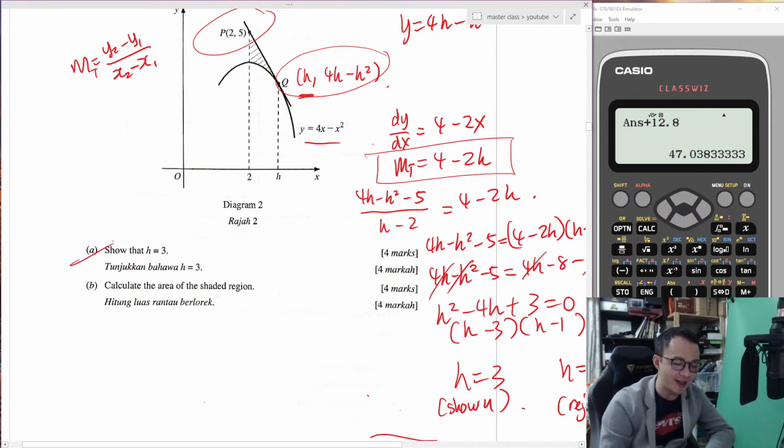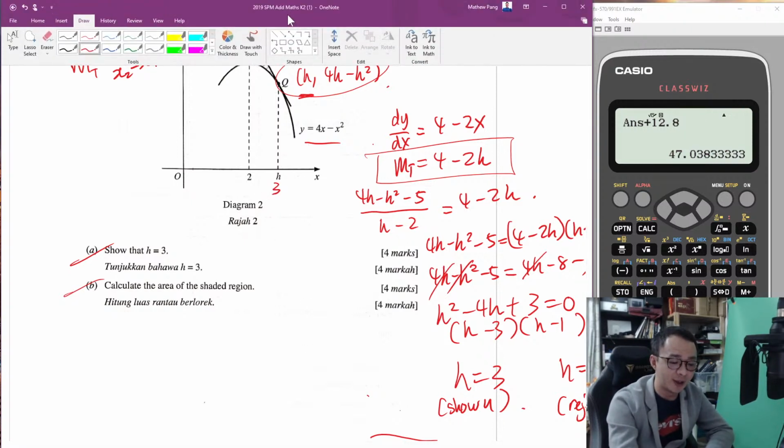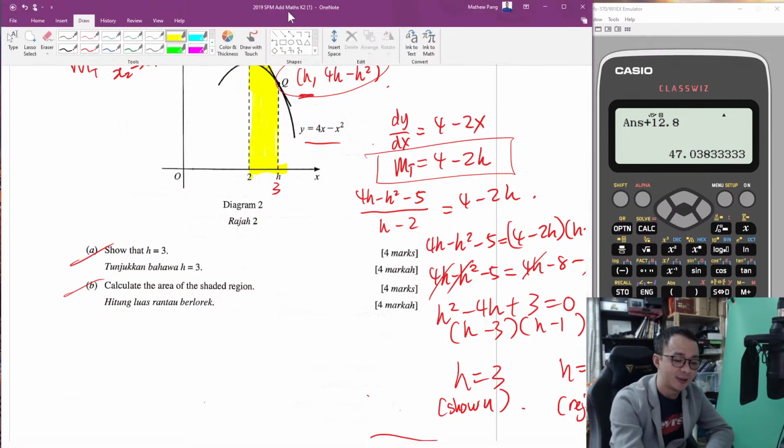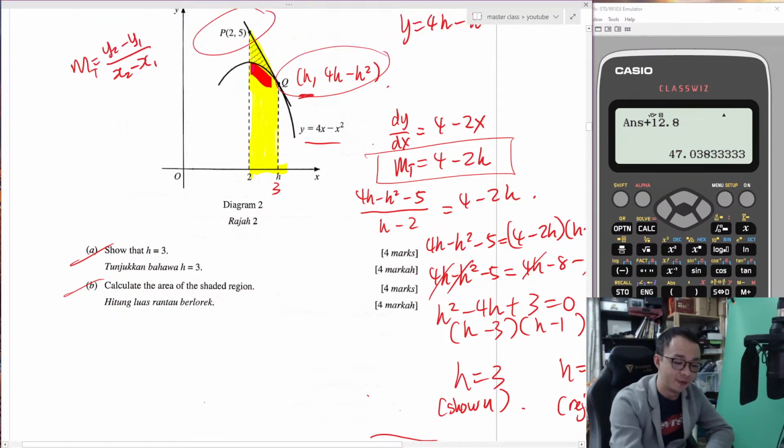Alright, after we are done with A, then we need to do B, which is to find the area of the shaded region. Since we know this is 3, right? In order to find the area of the shaded region, I will need to find the area of the trapezium. I'm not sure you can see this trapezium or not. The yellow color one is the area of the trapezium. So I'll use this trapezium minus the area under the curve, which is the red color one. Okay, I hope you can see it.